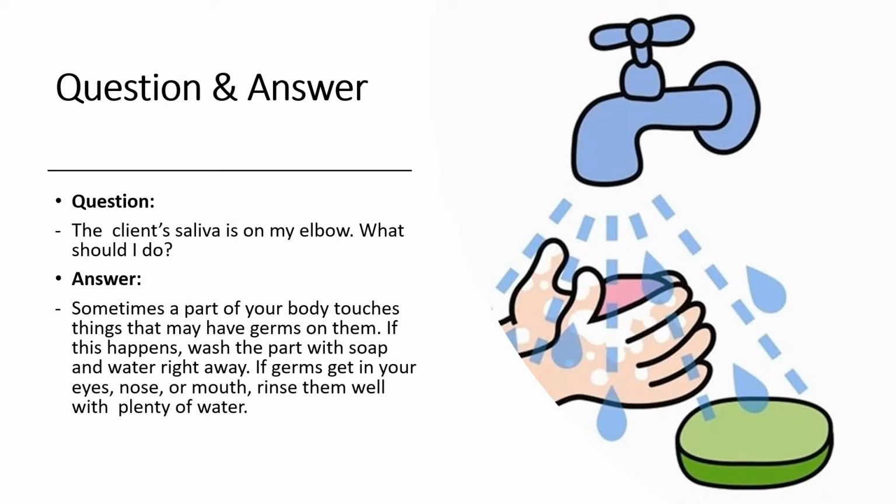Another question: the client's saliva is on my elbow. What should I do? Your answer: sometimes a part of your body touches things that may have germs on them. If this happens, wash the part with soap and water right away. If germs get in your eyes, nose, or mouth, rinse them well with plenty of water.